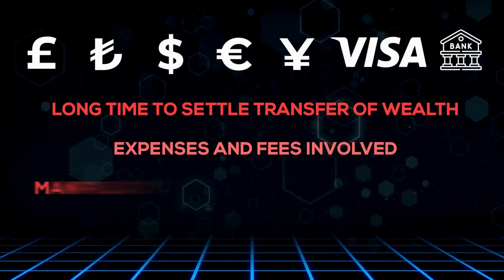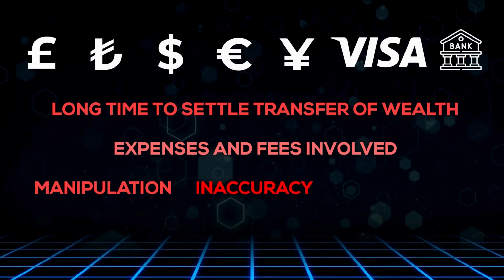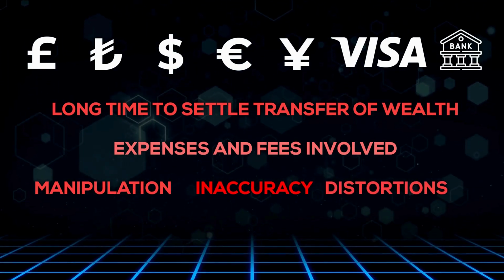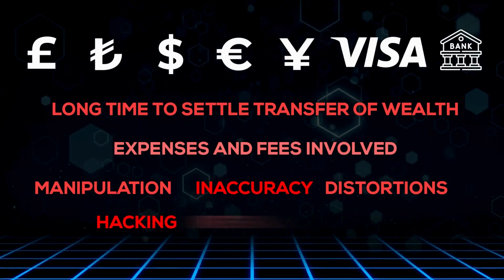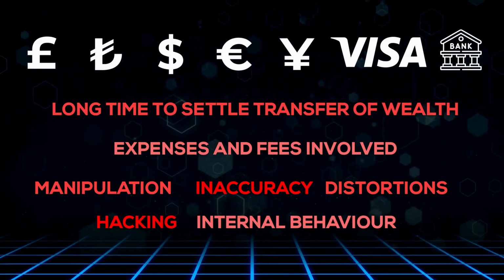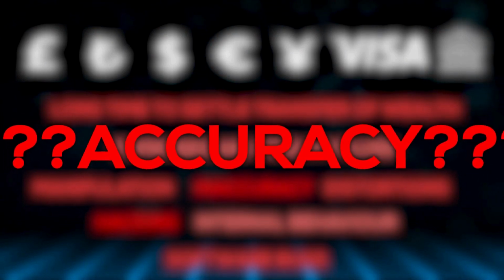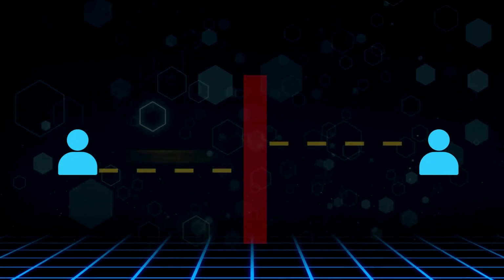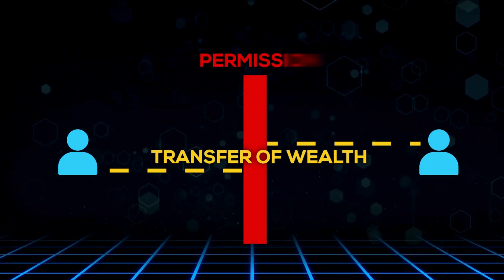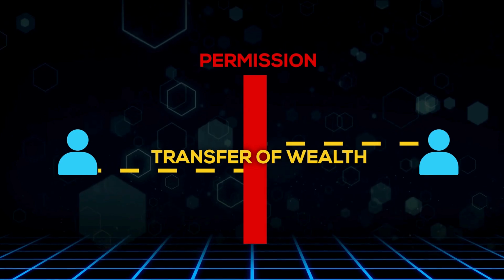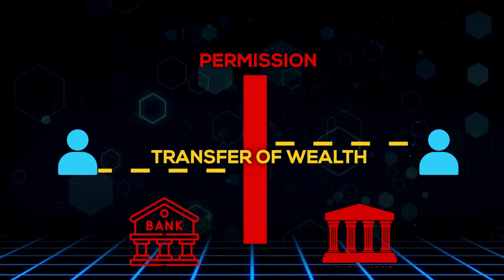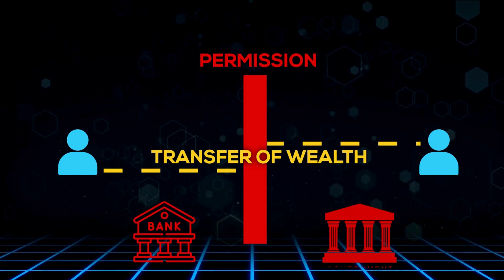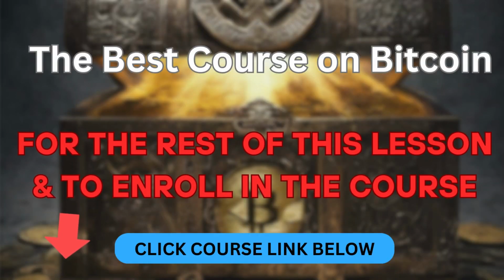There can be a lot of manipulation, a lot of inaccuracies, a lot of distortions that come from such things as hacking or internal nefarious behavior, software bugs, so that the actual accuracy of that transfer of wealth comes into question. And these transfers of wealth these days are permissioned. It's difficult to transfer wealth without the permission of a government, a bank, or some other central authority.